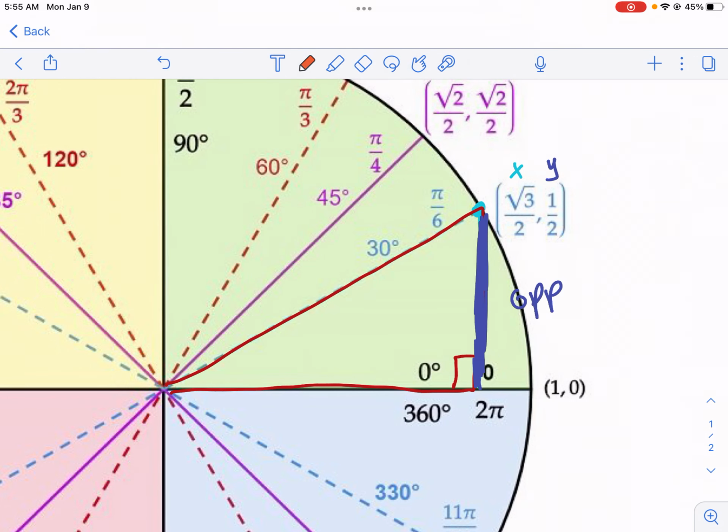Let me go to orange here. This orange side is at the bottom. This corresponds to the x coordinate, right? So it reaches out, and this value right here would be the x coordinate, and that's the adjacent side. Let me go ahead and change this x to be orange. So that's the adjacent side. Now, why is that important?